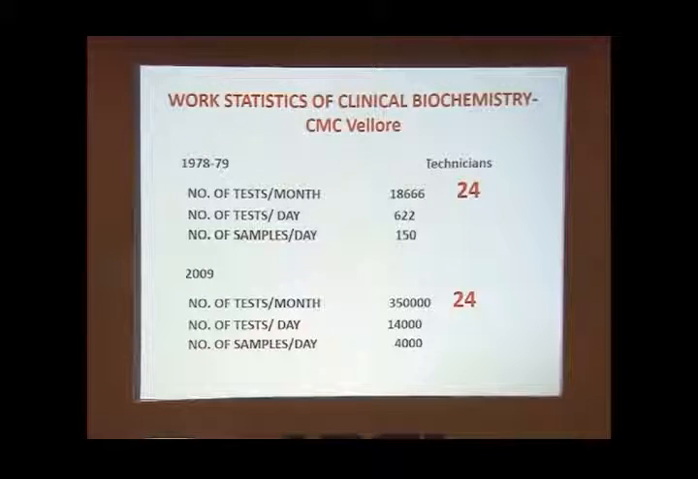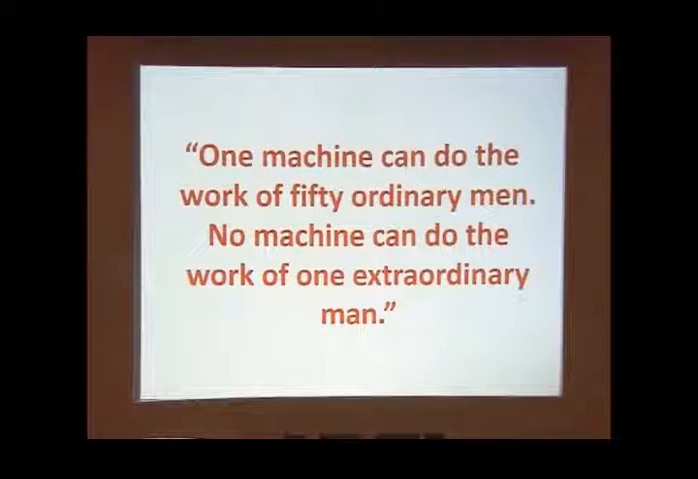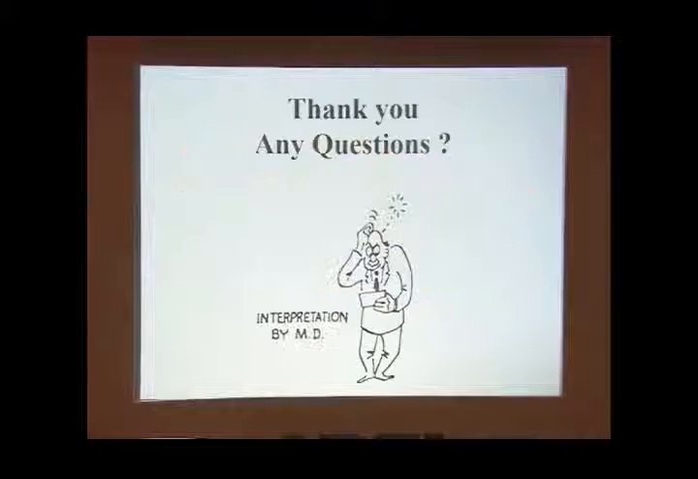That doesn't mean that I am against human beings. Normally we say one machine can do the work of 50 ordinary men, but no machine can do the work of one extraordinary man. And who is that extraordinary man? You and me. So if you want to do that extraordinary work, then you have to choose the right automation and run your laboratory error free. Thank you.